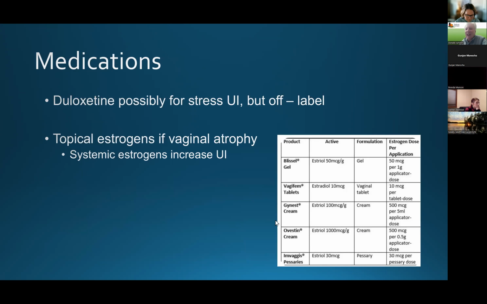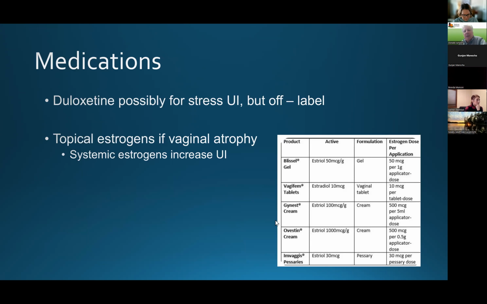So everybody uses duloxetine for everything. I mean, fibromyalgia, you use it for gastrointestinal reflux. My gosh, I have no clue. I mean, duloxetine is like the miracle drug if you believe all the indications. But again, it's off-label for urinary incontinence.